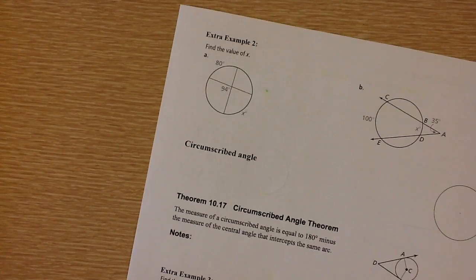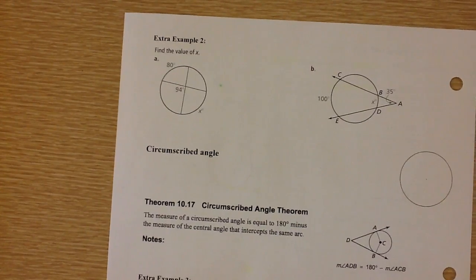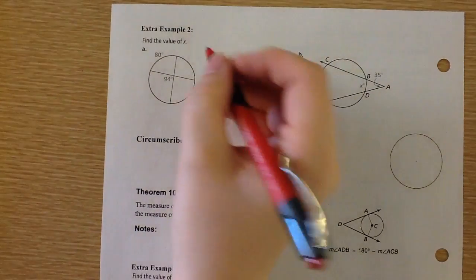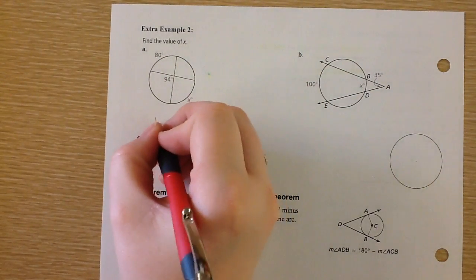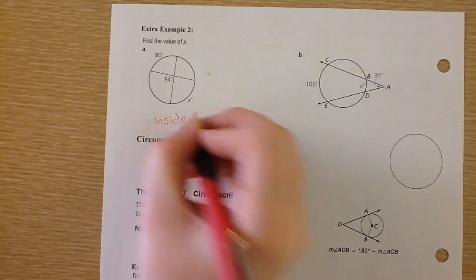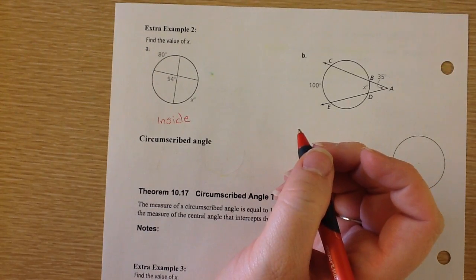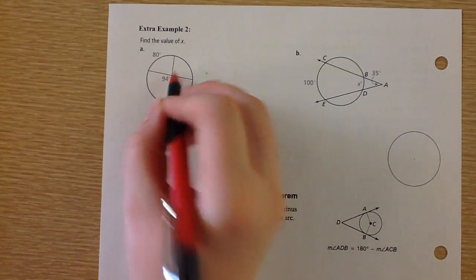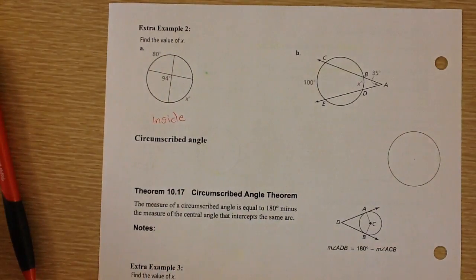Alrighty. Let's go ahead and look here at extra example 2. First thing I have to decide: do they intersect inside or outside the circle? Well, here are my intersections right there. That's inside. They intersect inside the circle. So now I know that it's going to be the average. Now we have to look at what we know.